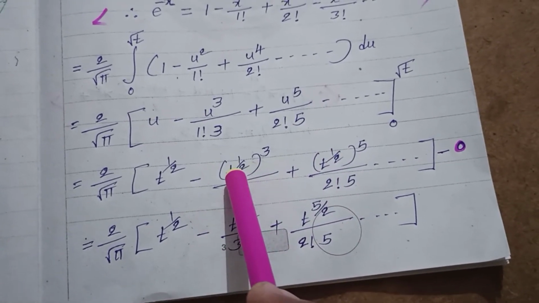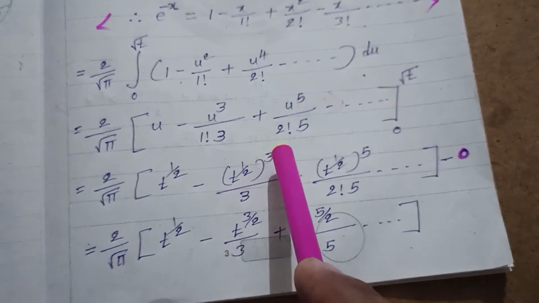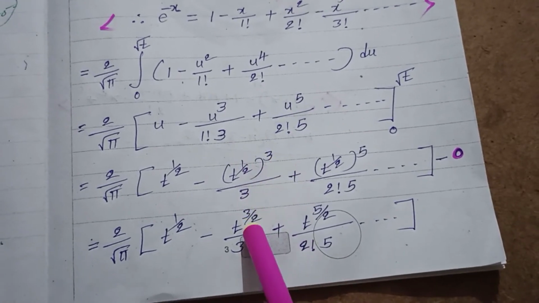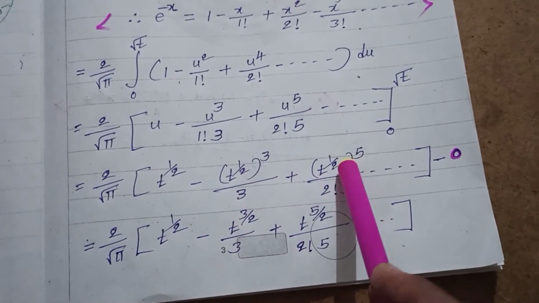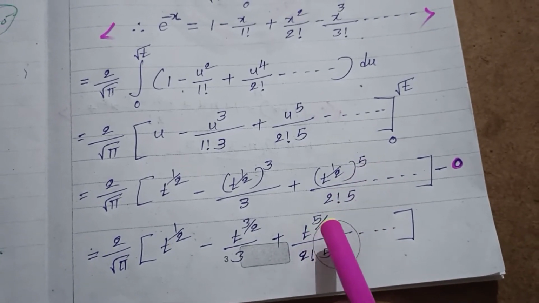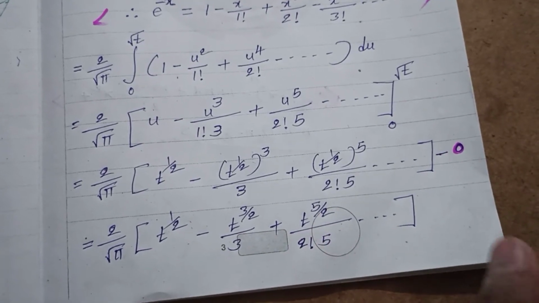Here a power m whole to the power of n, in this form we can write it as a power mn. That means we need to multiply these two. Half into 3 means 3 by 2, t power 3 by 2. Similarly we get half into 5, t power 5 by 2. Remaining terms we will write same as it is. I am done with the page.